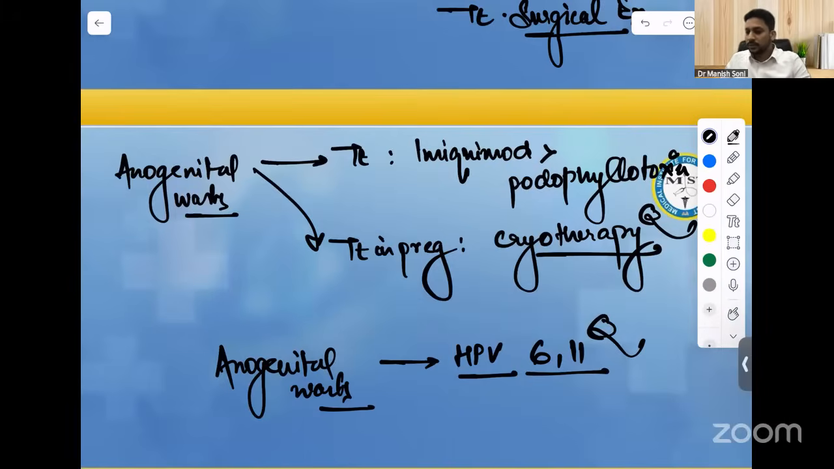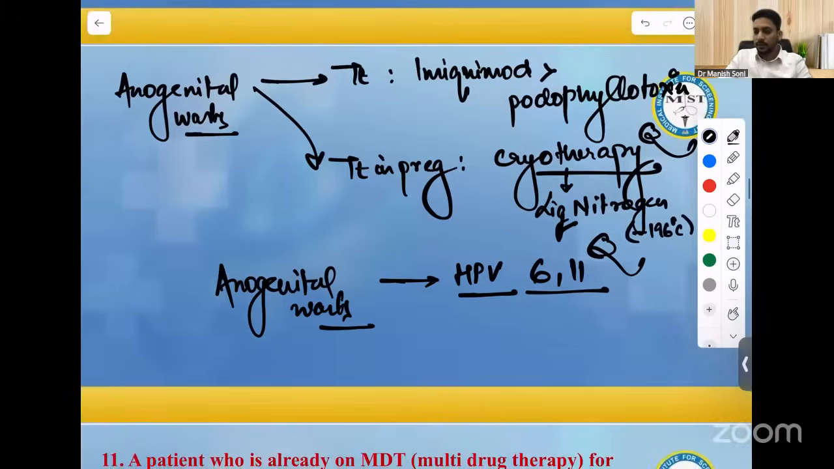Yes. So Urta Darinda is saying minus 196 degrees centigrade. Correct. So in cryotherapy, we use liquid nitrogen, and this liquid nitrogen is very cold, minus 196 degrees centigrade. 6 and 11. If both are given in separate options, choose 6. 6 is the most common.